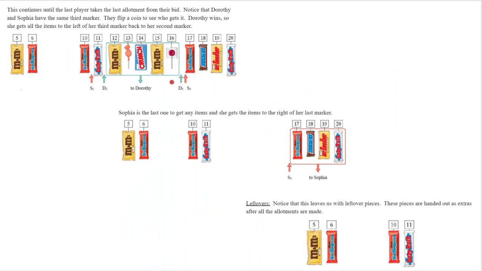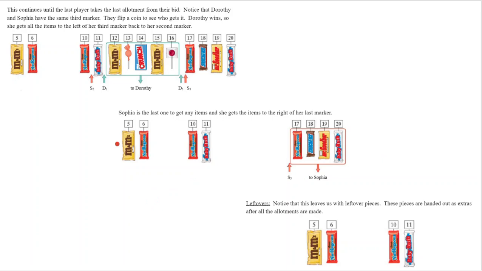Then we continue to the 3 markers. We're left with Dorothy and Sophia, and we actually find out that they have their markers at the same spot. So we flip a coin. Dorothy wins the coin flip, so Dorothy gets that allocation between her second and third markers. Then Sophia gets everything from her last marker all the way to the end.